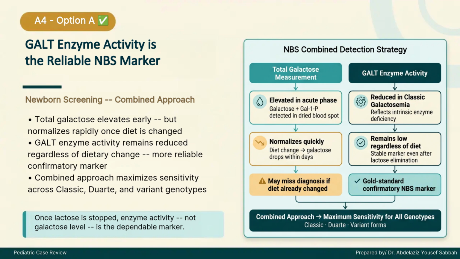Total galactose rises early, but normalizes rapidly once lactose is removed from the diet, so it can miss the diagnosis if the diet has already changed. Galactose 1-phosphate uridyltransferase enzyme activity, by contrast, remains reduced regardless of dietary change, which makes it the more reliable confirmatory marker. It reflects the intrinsic enzyme deficiency and stays low even after lactose elimination. Combining total galactose measurement with enzyme activity maximizes sensitivity across classic, Duarte, and other variant genotypes. Once lactose is stopped, enzyme activity, not galactose level, is the dependable marker.